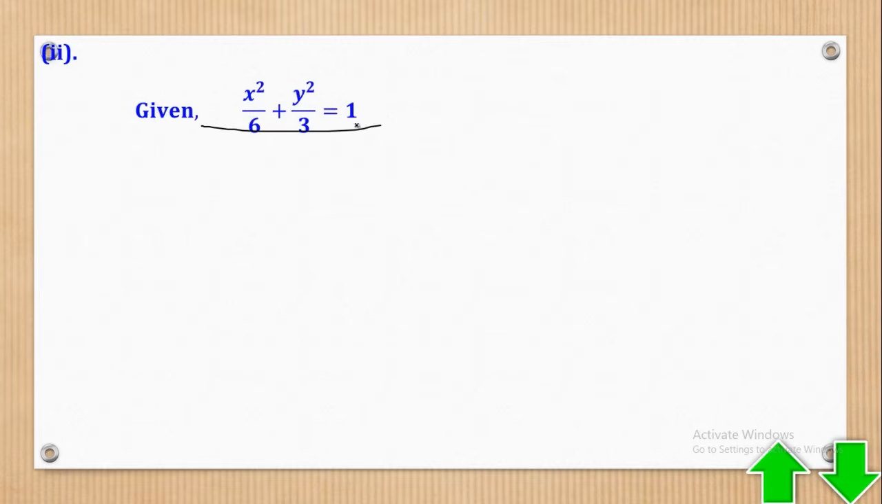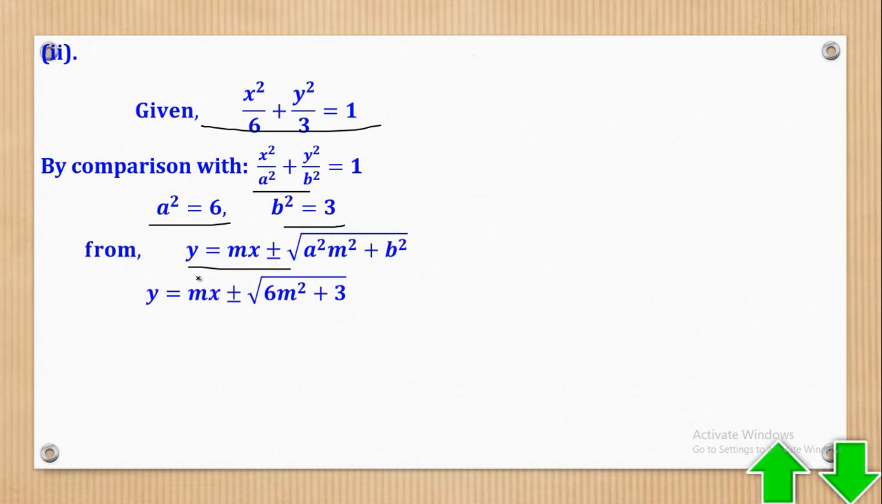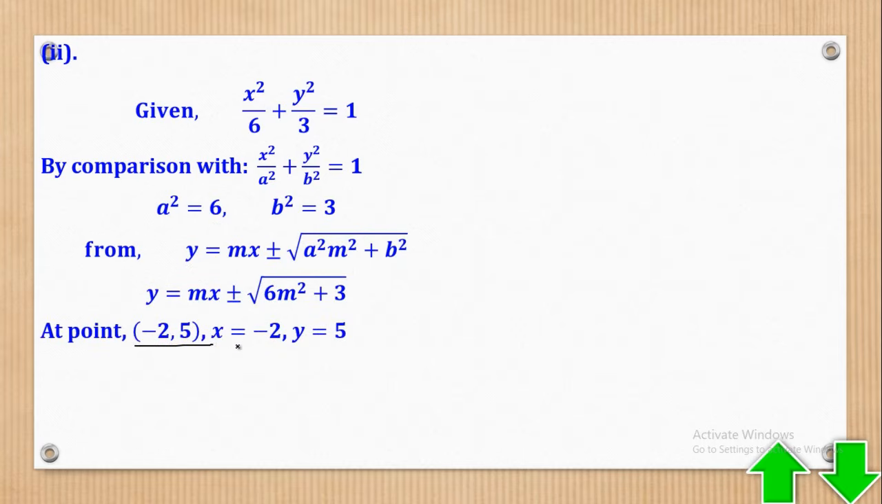So you come and say that given this ellipse, by comparison with the general equation of an ellipse, a squared is this, b squared is that. Therefore, from this equation of the tangent, I'll come and substitute for a squared and b squared to come up with that. Then at this point, x is -2, y is 5. Therefore, come and substitute for y and for x.